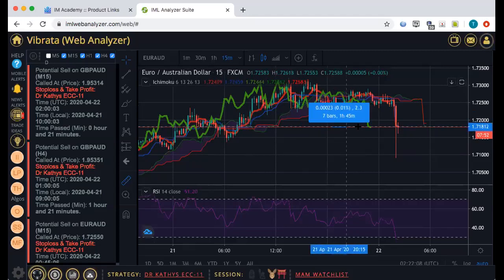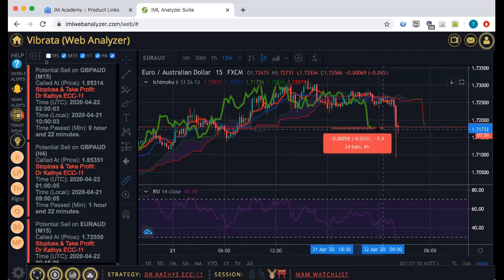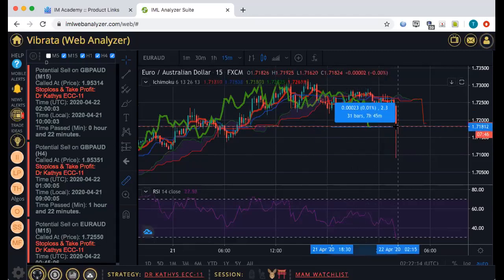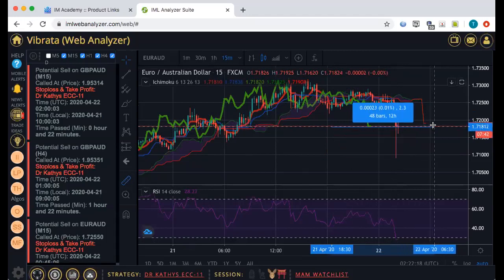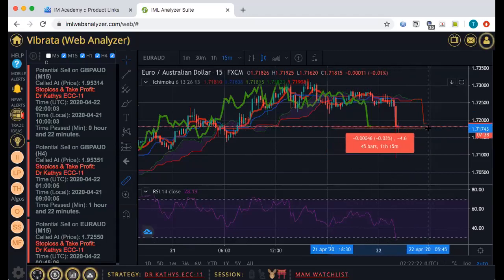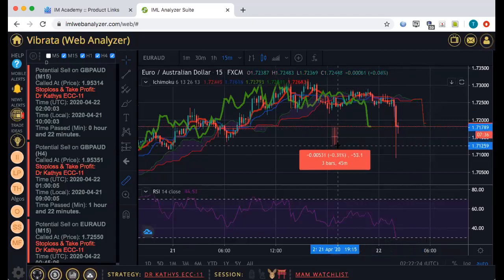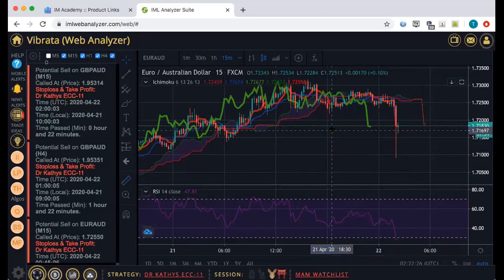Right now, this green line is pointed sideways. It looks like price may consolidate. This cloud line is going sideways here. This resistance line is going sideways here. So I don't know. This is not a trade I would take right now.